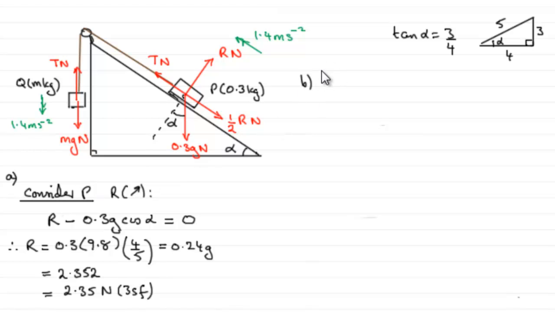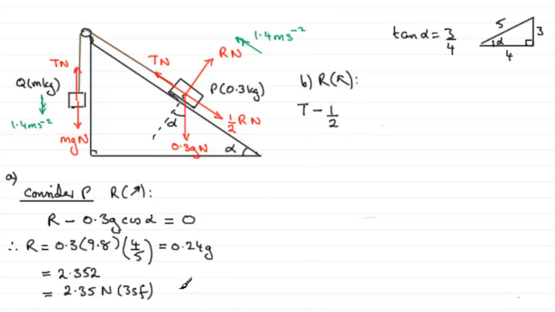We're still considering P, so let's resolve up the plane. Always resolve in the direction of motion. So if we do that, we've got T for the tension. All of T acts up the plane. Then we've got the friction. All of the friction acts down the plane. So that's going to be minus because it's in the opposite sense to what I'm taking as plus. So it's going to be minus a half times R.